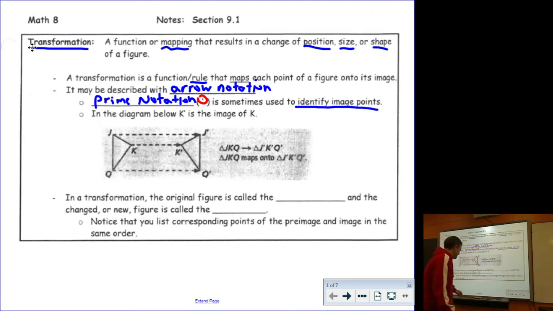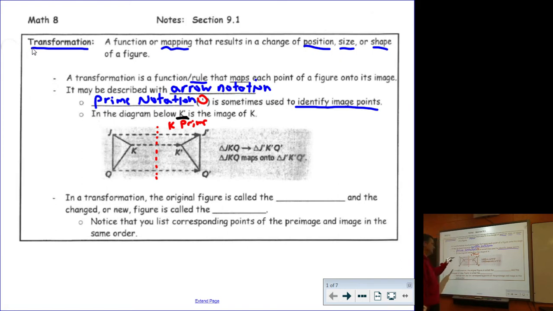In the diagram below, K with this little mark, this would be read, K prime. That is how you read that little mark. K prime is the image of K. So you can see in this diagram that we have taken a triangle and we have moved it over to the right. And in fact, what's happened here is we have flipped it or reflected it over a line in the middle. None of that is too important at this point. What is important is the vocabulary right now that goes with it.